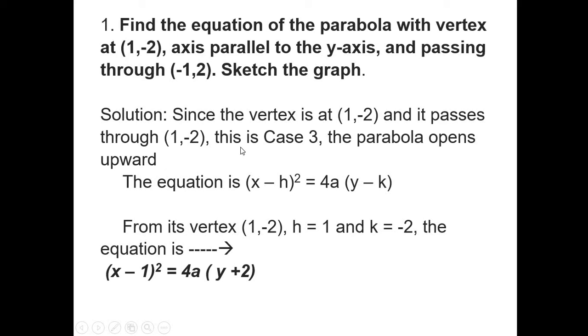Vertex 1, negative 2. So, if you try to sketch the graph, vertex is at 1, negative 2. Nasa ano siya? Nasa quadrant 4, di ba? Tapos dadaan sa negative 1, 2, dadaan siya sa quadrant 2. So, it is a parabola that opens upward. So, pag upward siya, ito yung equation niya. x minus h quantity squared equals 4a times quantity y minus k. Then, from this equation, substitute natin yung h, which is 1, k, negative 2. Tapos, x is negative 1, y is 2. Substitute natin dito. Okay?